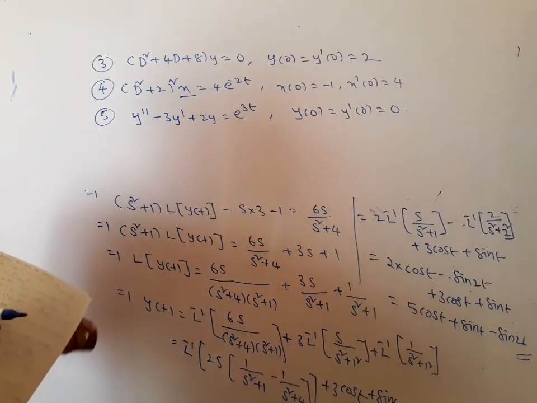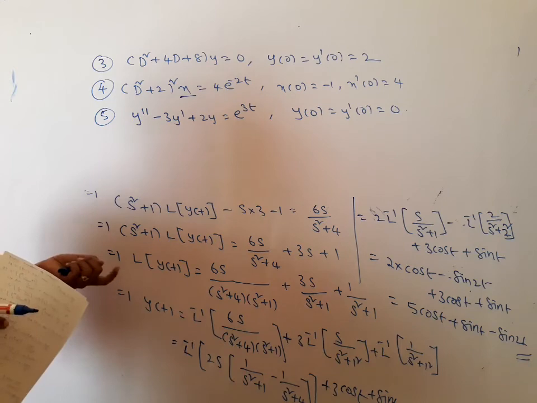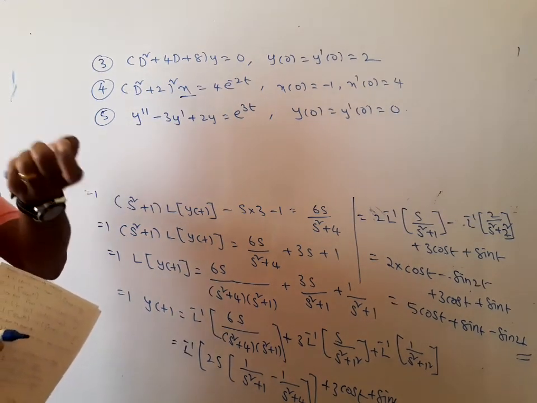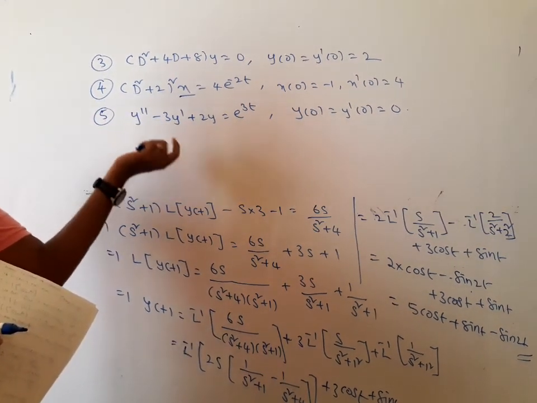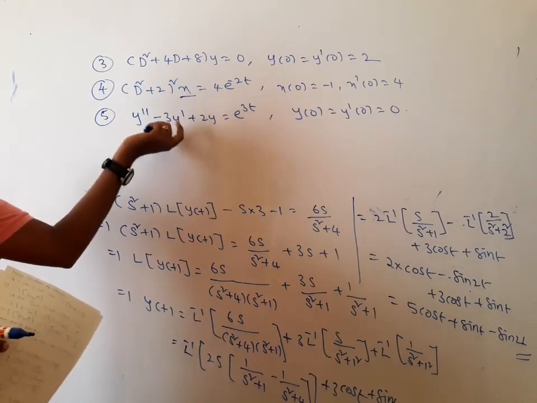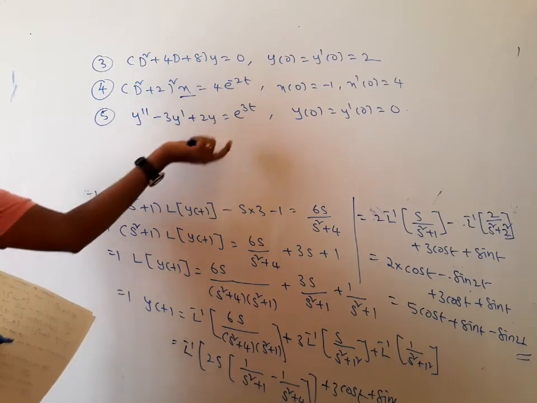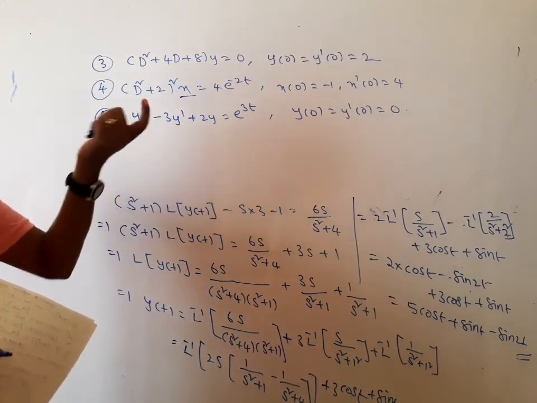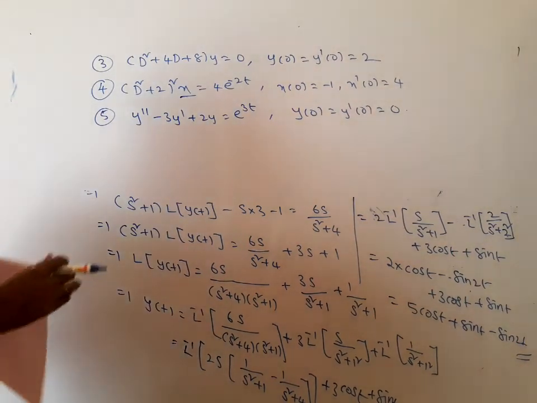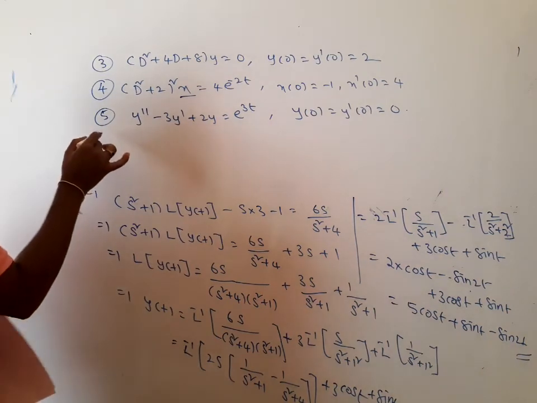After getting the solution, you can check whether your solution is correct or not. Just put that solution in the given equation. That means from this y of t you have to find y double dash of t, y dash of t, and y of t is already there. Substitute, and if it satisfies the given differential equation, it is the correct solution, right? That is a way of checking whether your solution is correct or not.